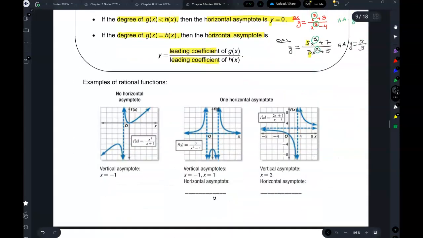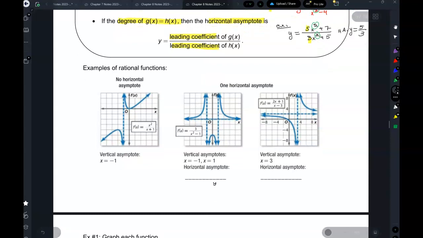Okay. So take a look at some examples of rational functions here. So take a look at this one. Do you see how there is a vertical asymptote at x equals -1 here, right? Very clearly right here. Okay, take a look at this. I have 2 vertical asymptotes here, right? At x equals -1 and at x equals 1. And then the horizontal asymptote, you can see it's right on the x-axis. It's y equals 0.